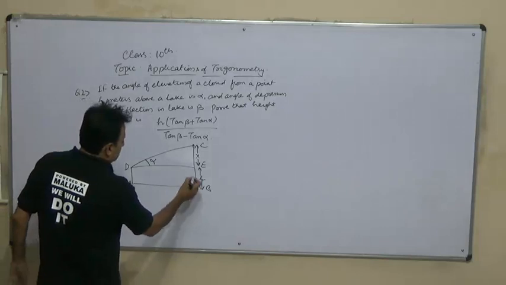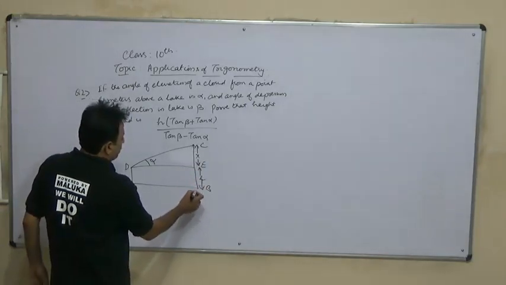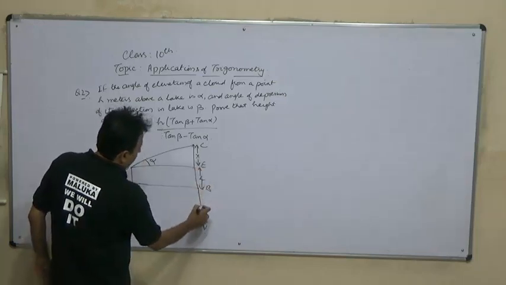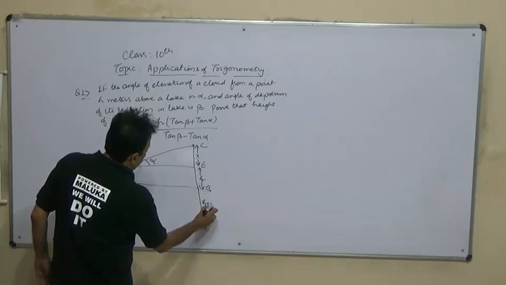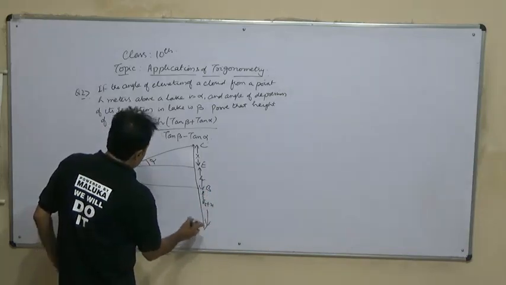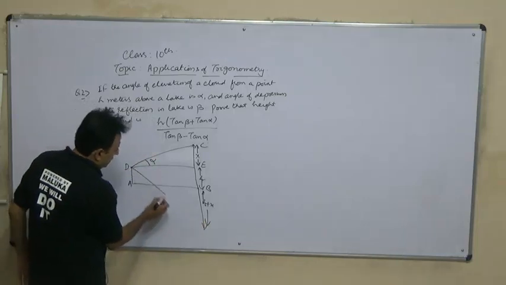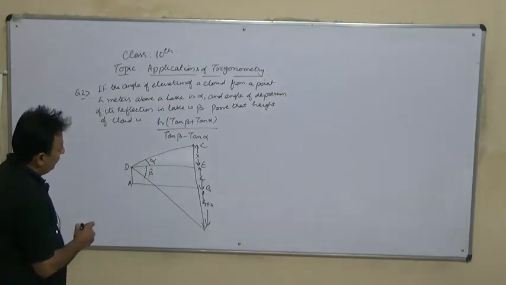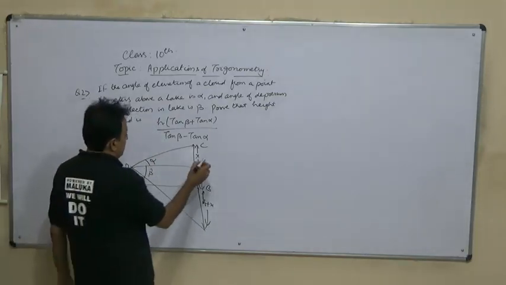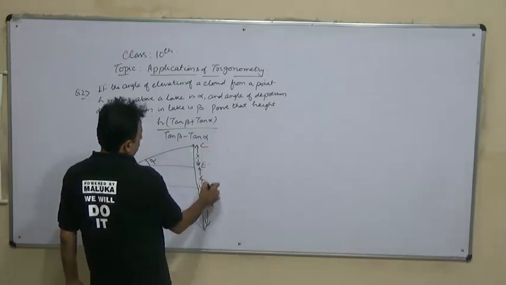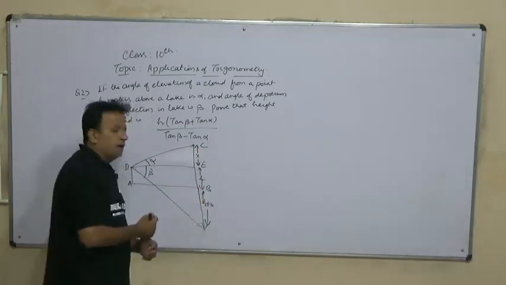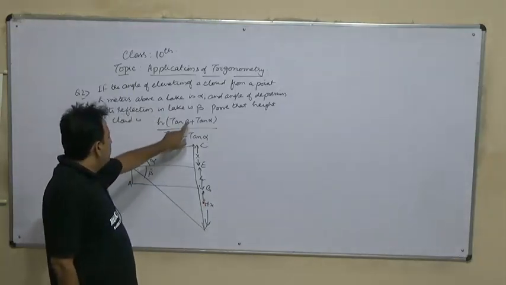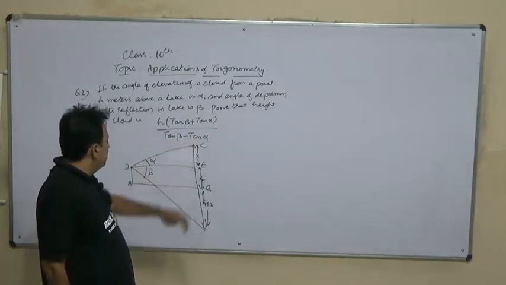Then its reflection in the water. This will be h plus x, this also will be h plus x, and this angle of depression is beta. Now, what we have to do? We have to find this BC. We want to prove this BC, height of the cloud above the surface of the lake, is given by h into tangent beta plus tangent alpha upon tangent beta minus tangent alpha.